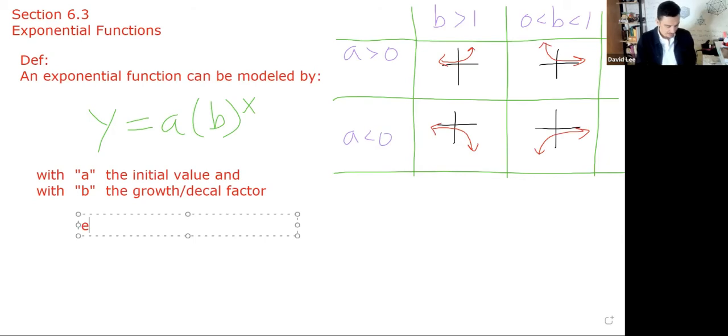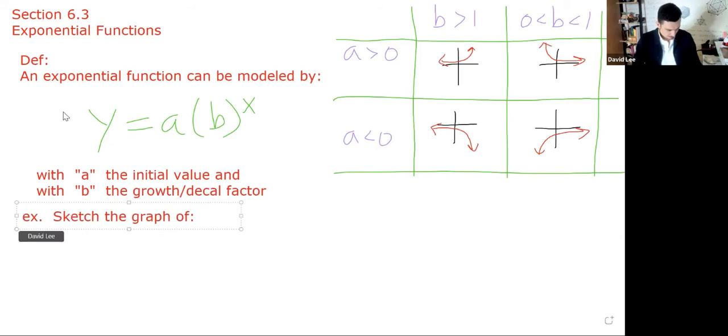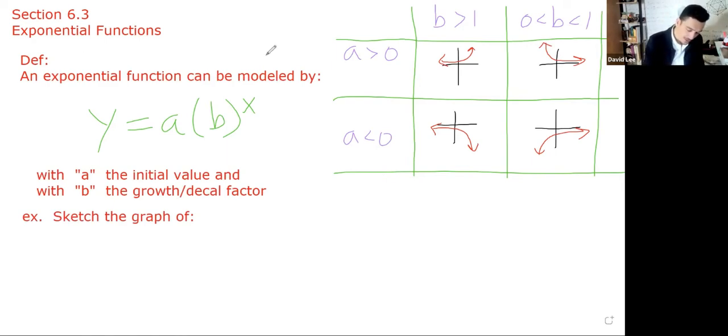So for example, down here it says example. Sketch the graph of. And let's do a couple of examples here. And what we can do is we can do these, but without Desmos, without a table of values. We can just use our chart. So for example A, what if you have this equation? Let's go with 1/2, and let's go with 4 to the power of x.